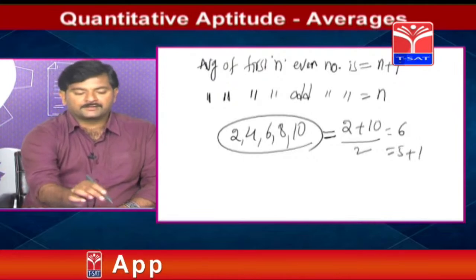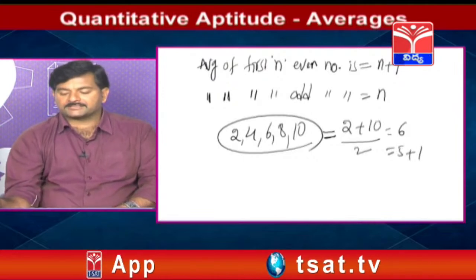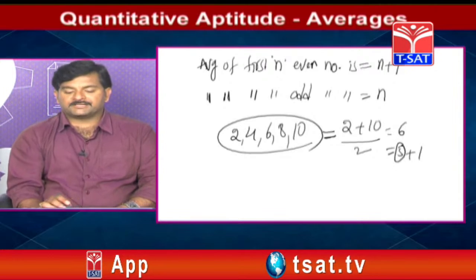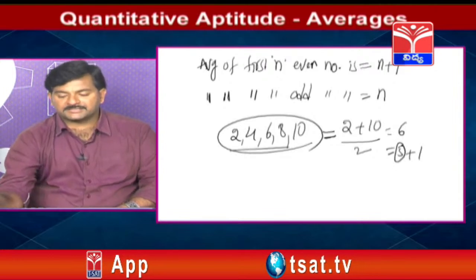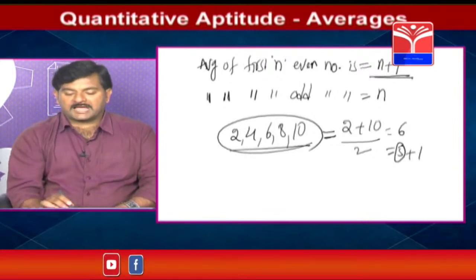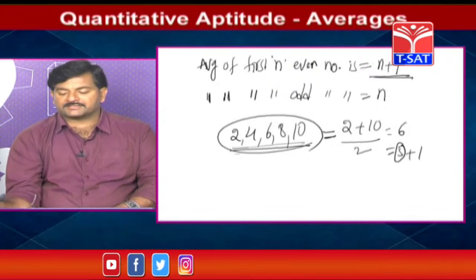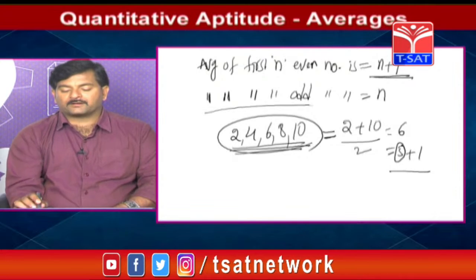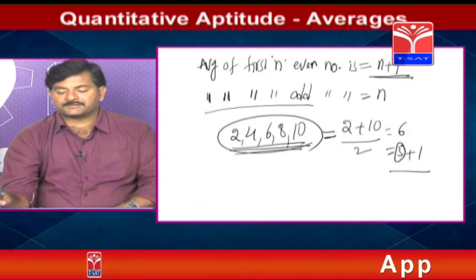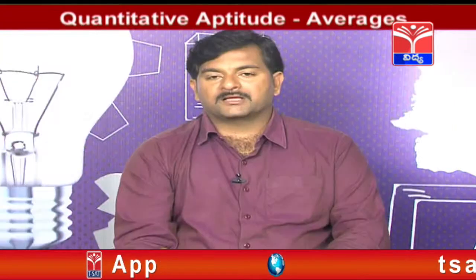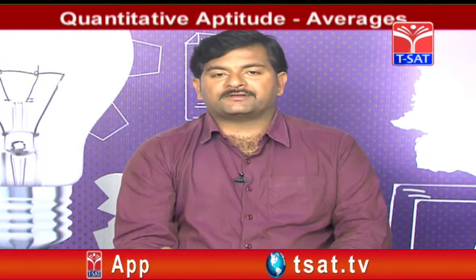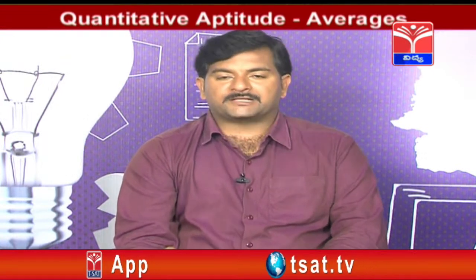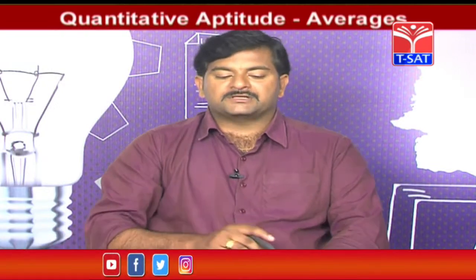So 6 means, can I write 5 plus 1? Yes, you can write. So what does it mean? The average of the first 5 even numbers is 5 plus 1. The average of the first n odd numbers is simply n. Keep this concept in mind. The average of the first n even numbers is n plus 1. The average of the first n odd numbers is n. So by using this, we can solve these two questions.